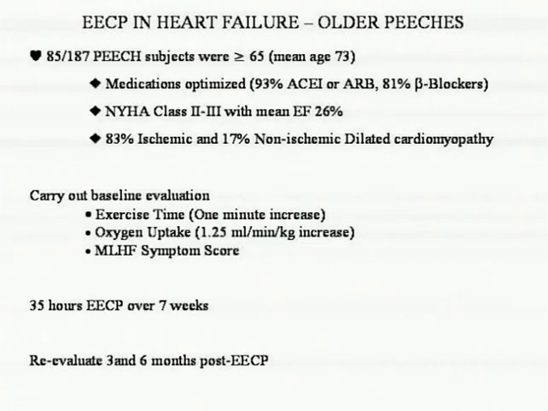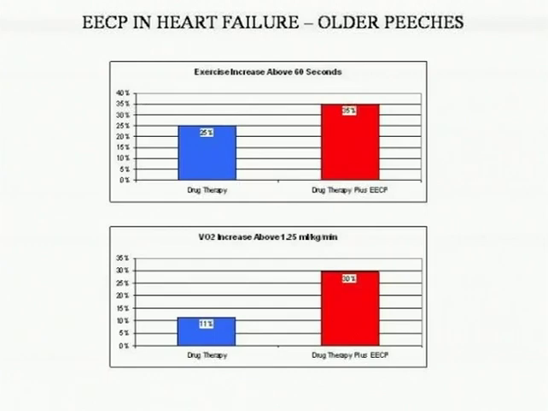Now they looked at it again, only focusing on the older patients, those who are age 65 or older. This was the PEACH study. We'll call these people older peaches. They were on optimal medical therapy, average ejection fraction 26%, same experimental protocol, and here there was a statistically significant benefit. More were able to increase their walking time by 60 seconds, and there was a statistically significant increase in oxygen uptake. So this shows that ECP does improve functional status in heart failure, whether due to coronary disease or dilated cardiomyopathy.